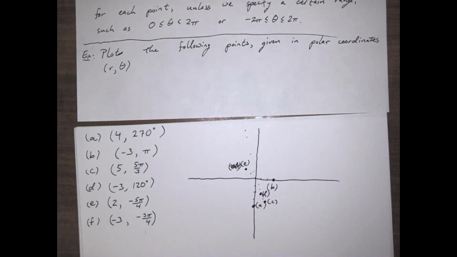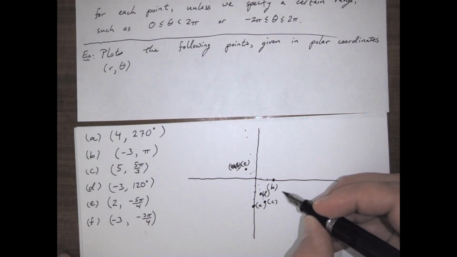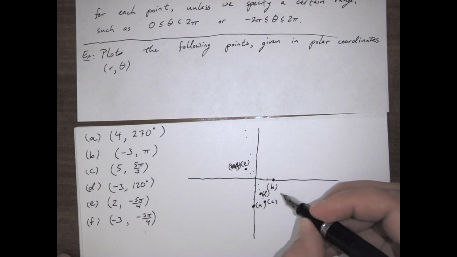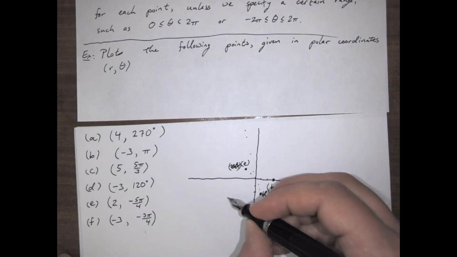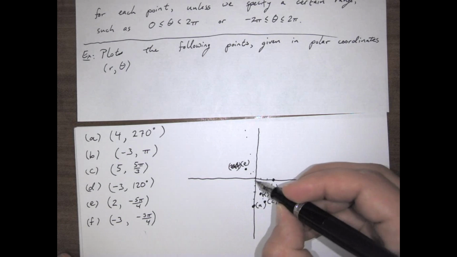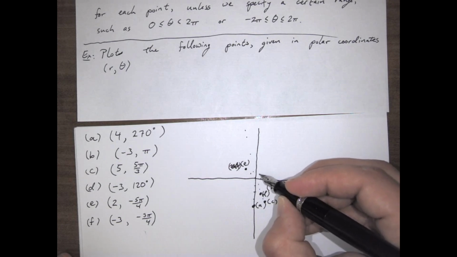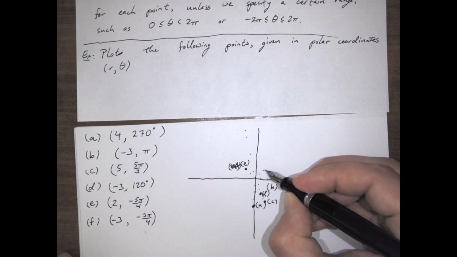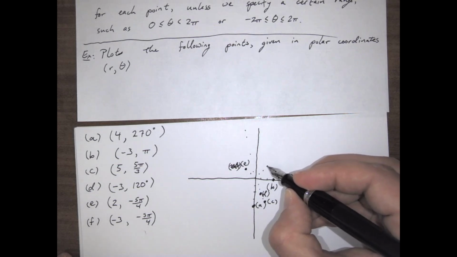All right, and then for F, -3 pi over 4. So again, we're going backwards here, so pi over 4, 2 pi over 4, 3 pi over 4. And then we're going actually opposite direction as well, 3 units. So it's going to be out to here.